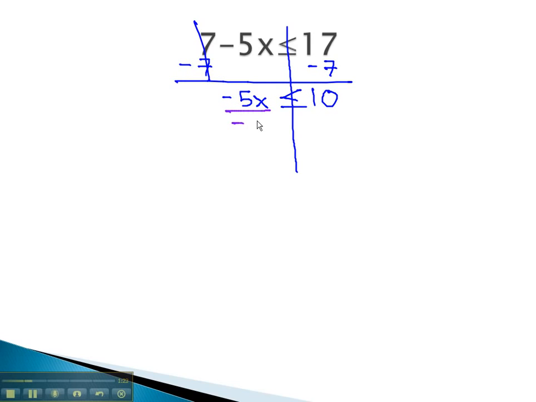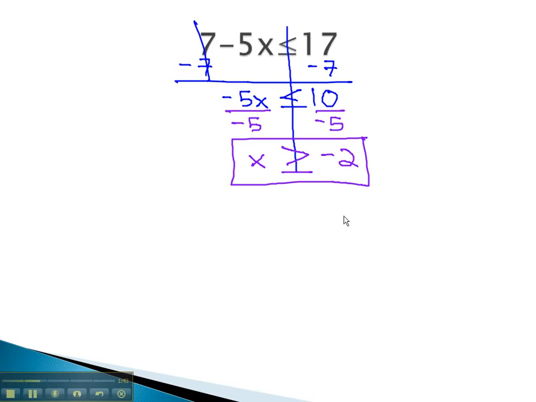Get the x alone by dividing both sides by the negative 5. Notice here we are dividing by a negative. This means the inequality is going to have to switch directions. We now have x is greater than or equal to negative 2.